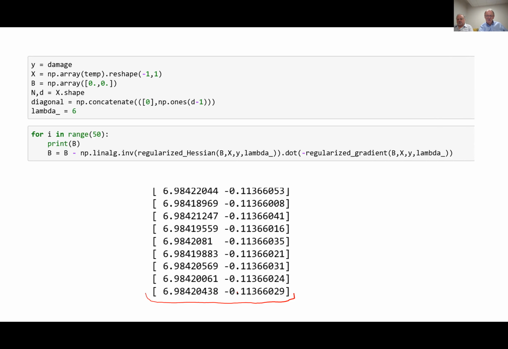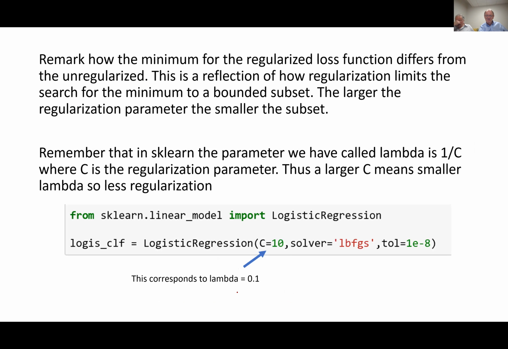That's what happens when you regularize. Your minimum is going to be different because you're restricting your minimum search to a smaller subset, a ball. So the betas will be smaller. That's not something to be afraid of, because that's to be expected. If you regularize, you're going to get a different minimum than you get on the unregularized.